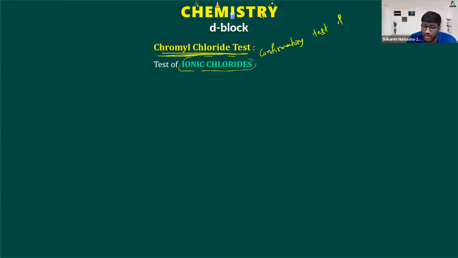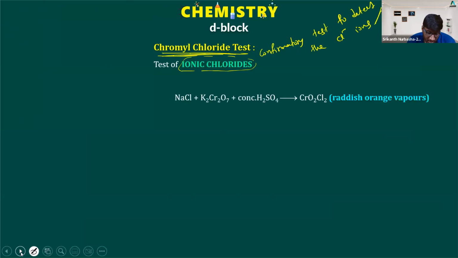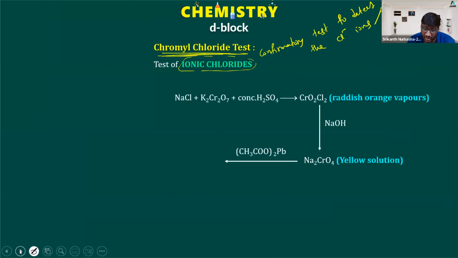Confirmatory test to detect the Cl minus ions or chloride ions. What is this test? What you are going to see ultimately is, I have a salt which has chloride ion. They have directly considered NaCl. Why? Because in NaCl I have chloride ion.